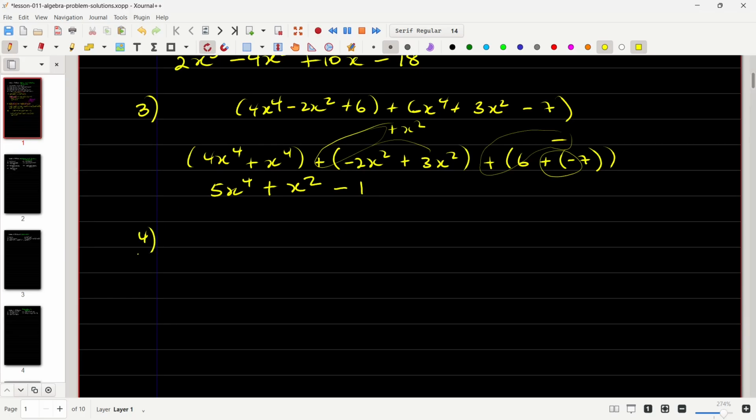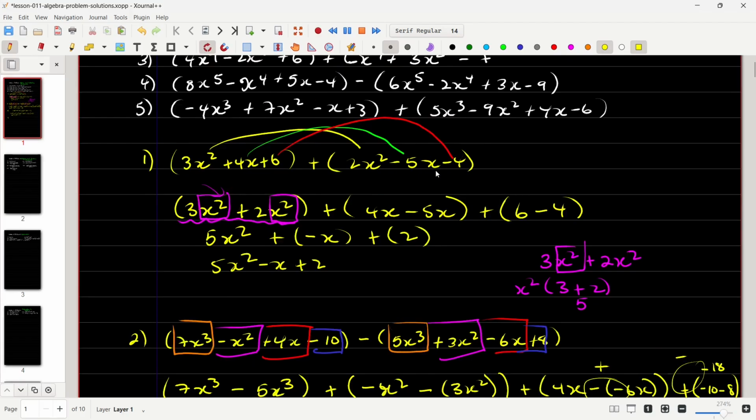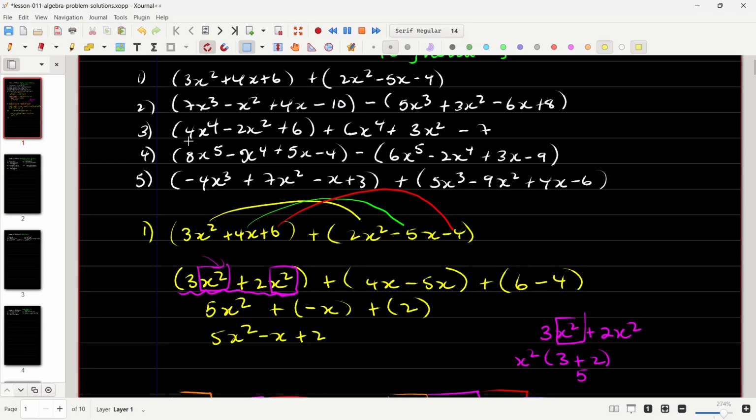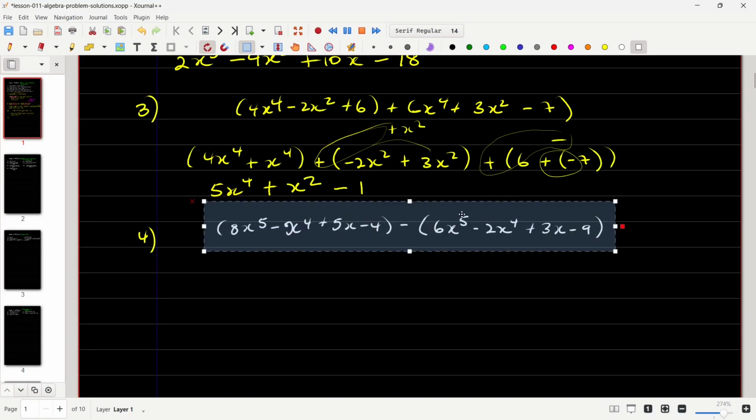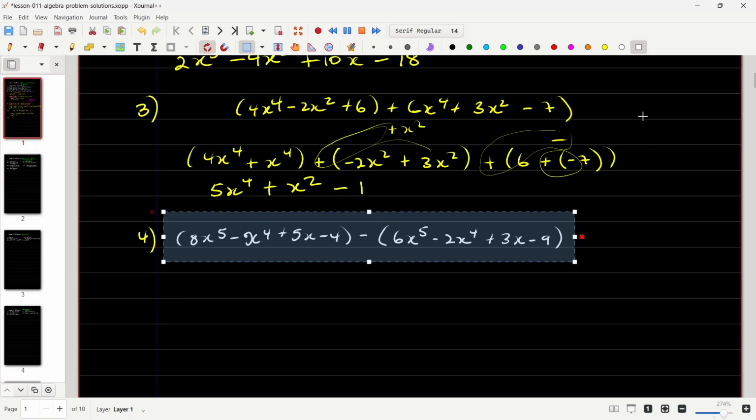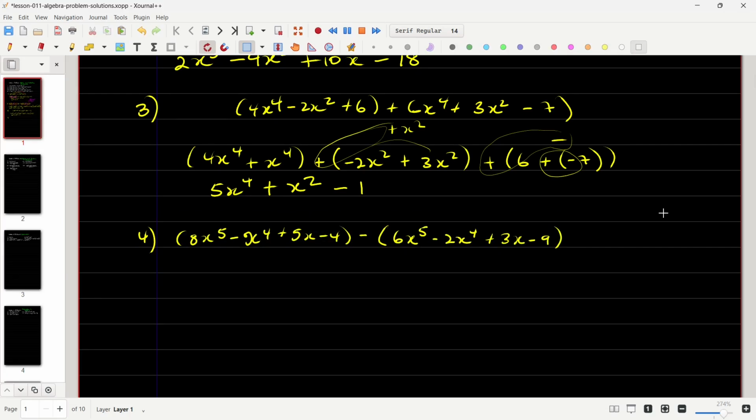Let's do the fourth one. And this is the fourth one. Yellow. Right. Okay, let's try this one.